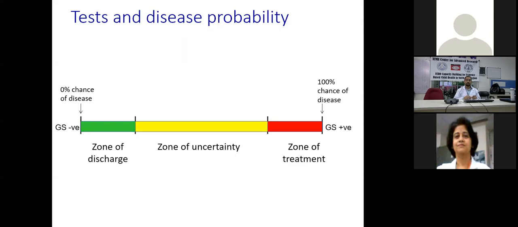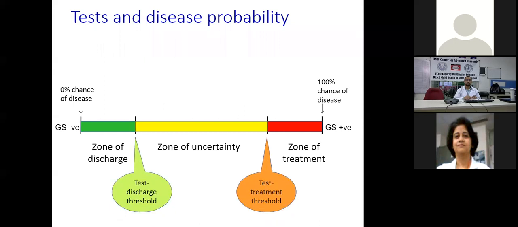And there's no magic formula or magic number for deciding these thresholds between uncertainty and treatment on the one hand and uncertainty and discharge on the other hand. So there is a test treatment threshold and there is a test discharge threshold. And we would like our index test to be useful to us when we are in the zone of uncertainty.